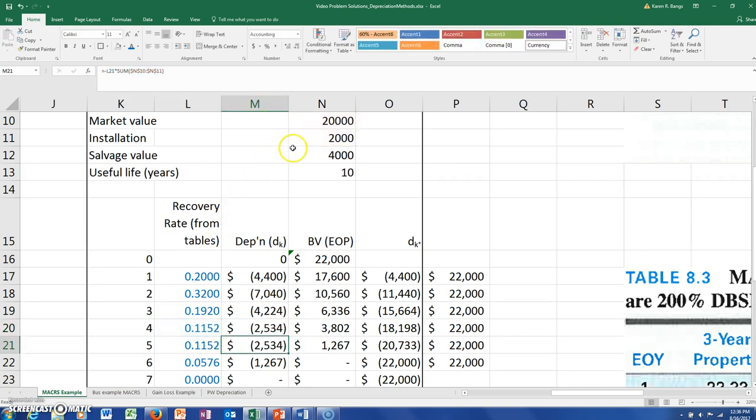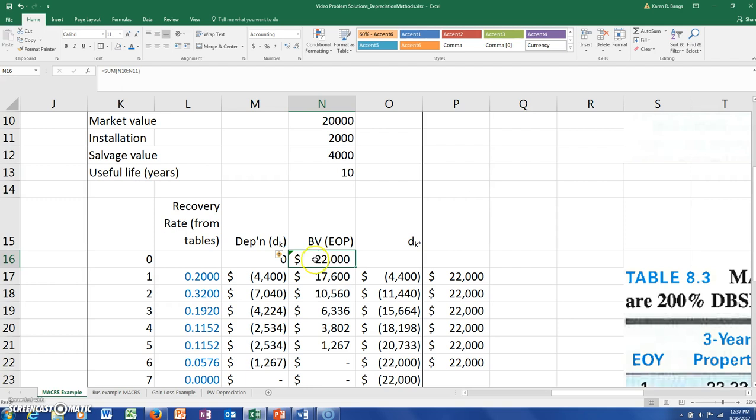And that's how the periodic depreciation is calculated for each year. And you can see that it goes from 4,400 to 7,040, 4,224, 2,534, etc. Always the recovery rate from the depreciation table that we just looked at multiplied by the cost basis. Okay? Then we have our book value at the end of the period. So our book value at the end of period 0 is simply what our cost basis is, because that's when we purchased it and put it into service.